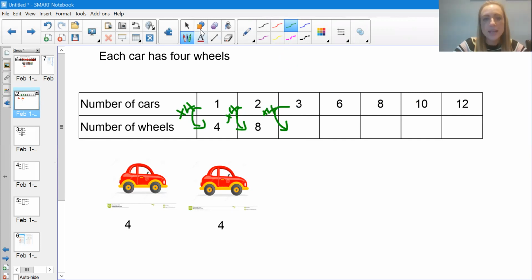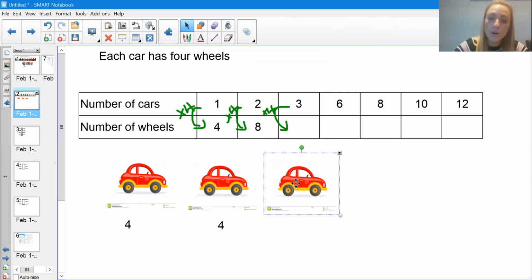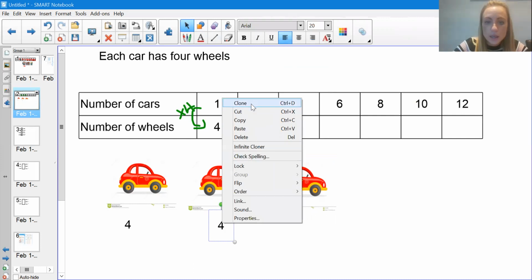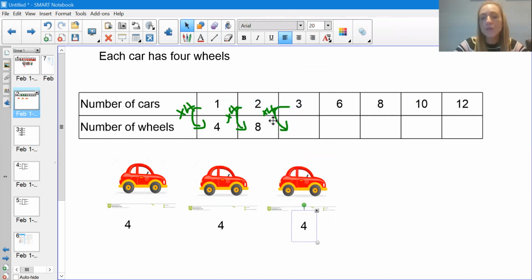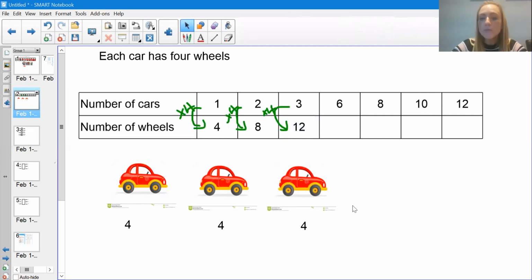Okay, so 3 times 4. So I have another group of 4. So now I've got 3 groups of 4. 4, 8, 12. So your answer should be 12. My rule here is to multiply by 4. It doesn't matter how many cars I have. To find the number of wheels, I must times by 4. So if I have 6 cars, I will need to multiply 6 by 4.